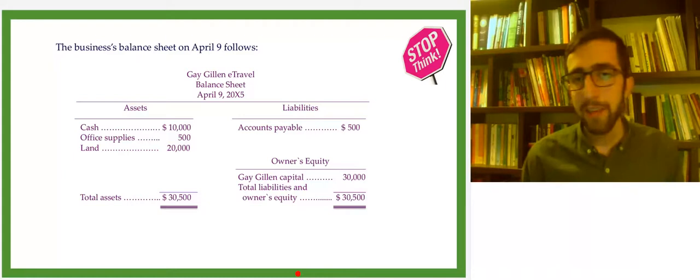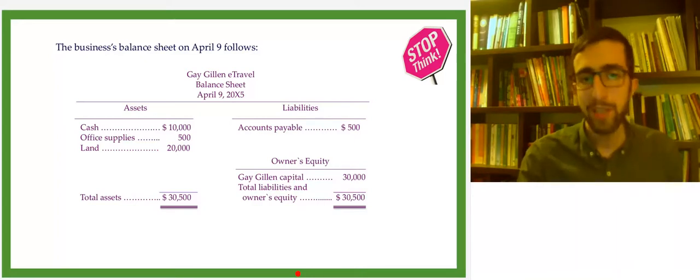Again, we can see Gagelen's balance sheet on April 9, where office supplies appear at $500 on the asset or left side, and accounts payable appears at $500 on the liabilities or right side. And finally, total assets are equal to total liabilities plus owner's equity. Then you can see it is $30,500.